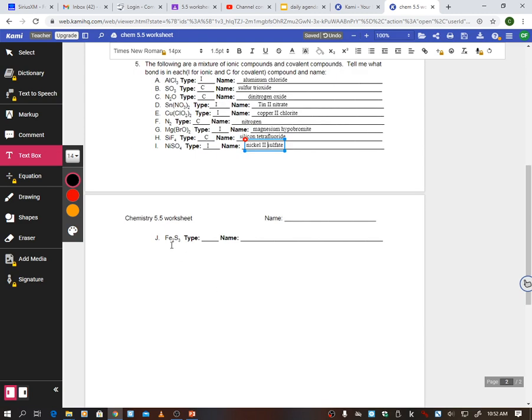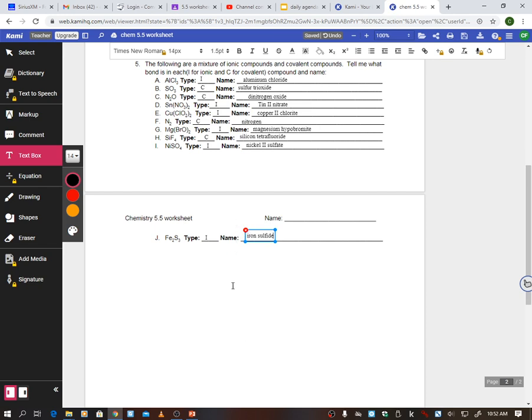And then lastly, I have Fe2S3. So I'm going to look at my periodic table. Iron is a metal and sulfur is a nonmetal. So that makes that an ionic bond. So I'm just going to name it like it looks. Iron sulfide. Now I get a lot of people wanting to do sulfate because they're used to seeing that now from that sheet. But remember, sulfur by itself is just sulfide.